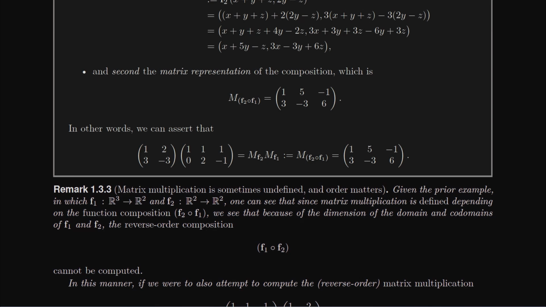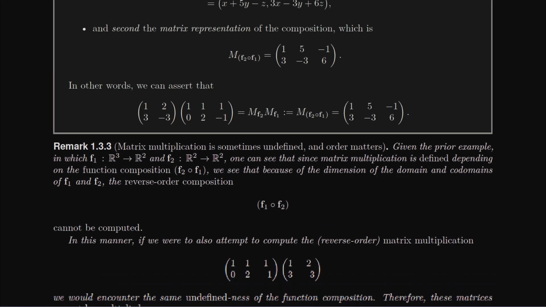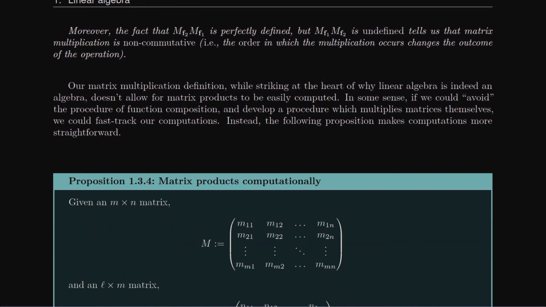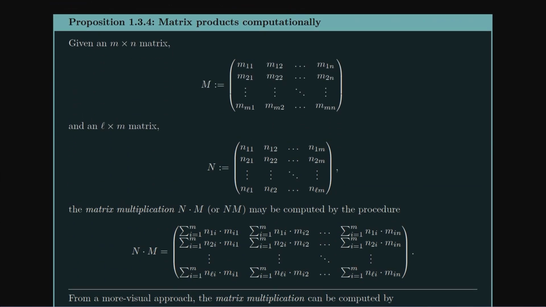And so we would just write out directly, how do I multiply the matrix 1, 2, 3, 3, -3 against the matrix 1, 1, 1, 0, 2, -1. You multiply that by performing the function composition and then reconstructing the matrix representation of the function composition. That's how we define two matrices to be multiplied. However, that is not how we often choose to compute matrix multiplication.